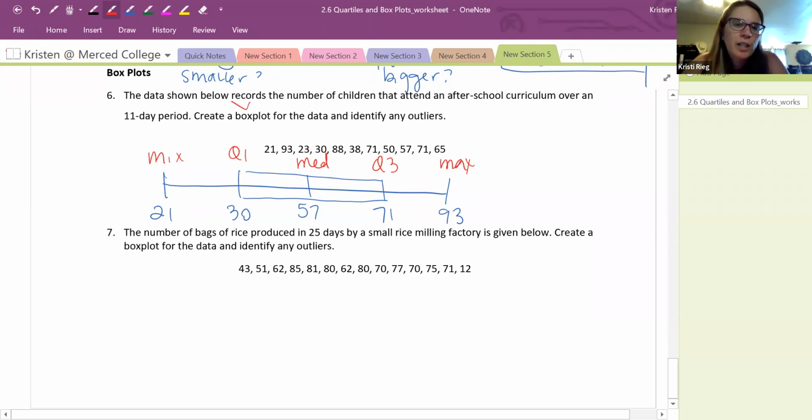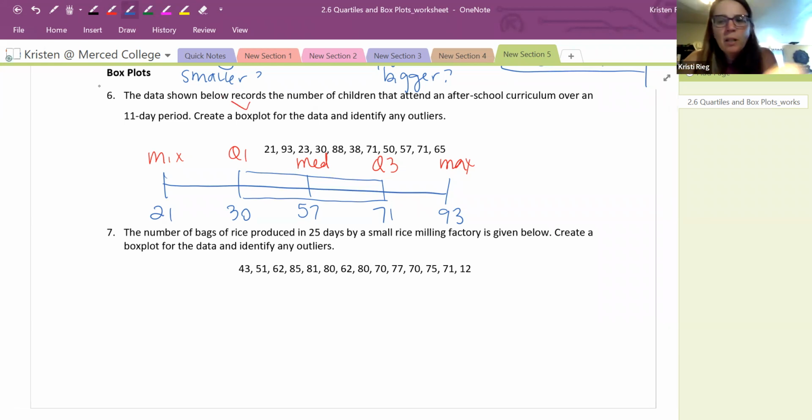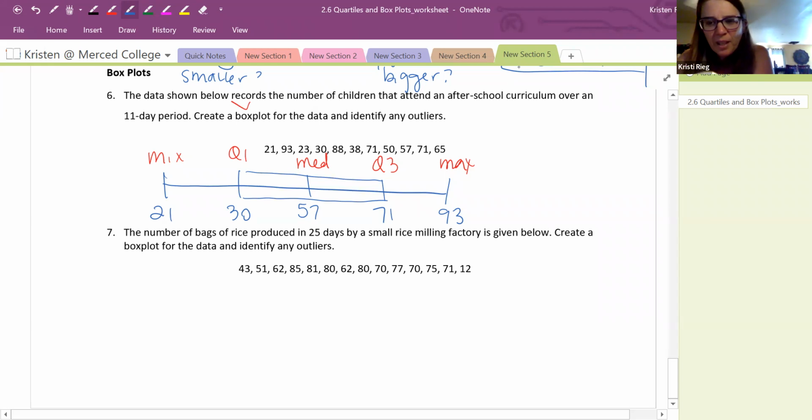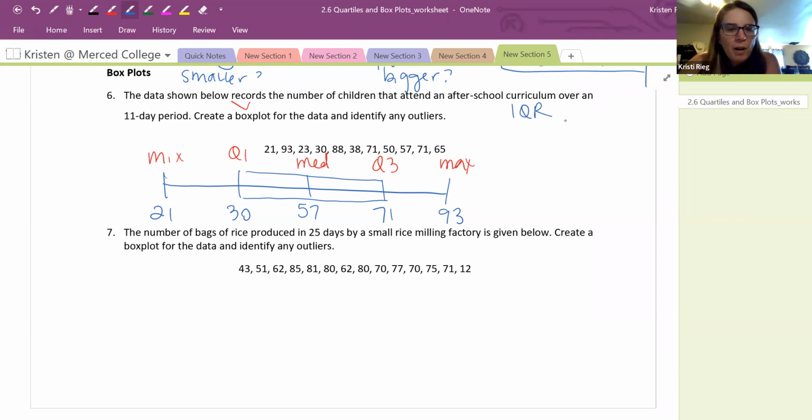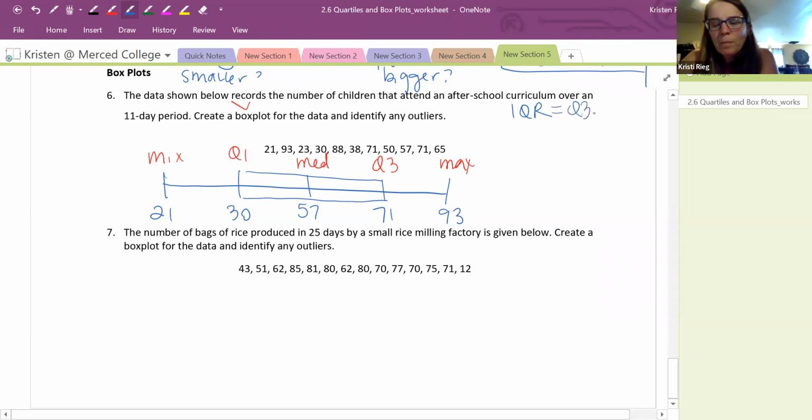Now we want to look for any outliers. Outliers needs the IQR. I think what happened is I made these spaces because if I was writing on a regular piece of paper, I could write in this space, but since I'm writing on my computer, I'm writing really big. Okay, the IQR from above, Q3 minus Q1, 71 minus 30, which is 41.